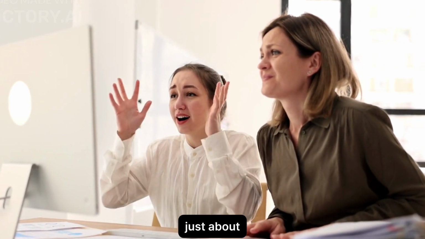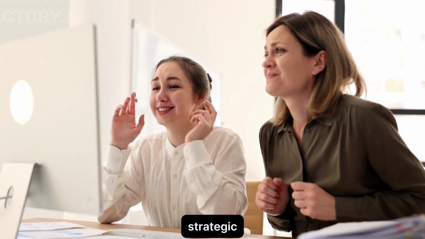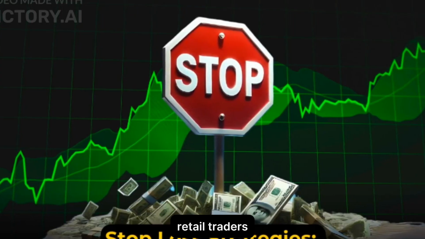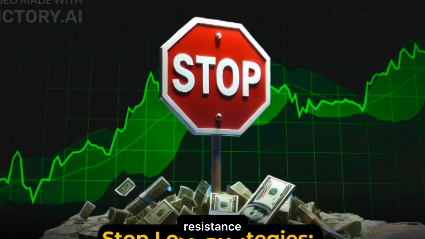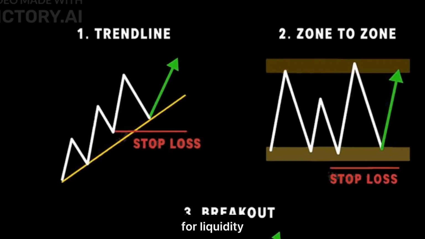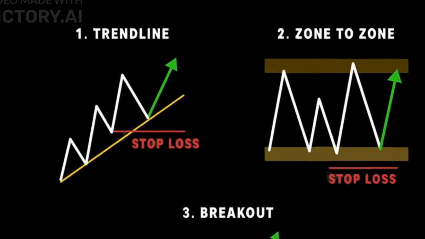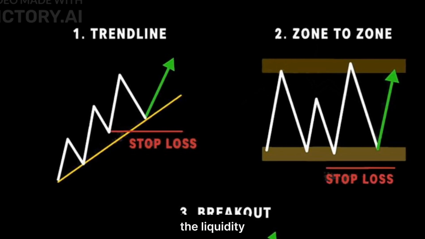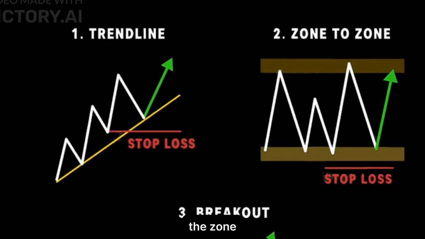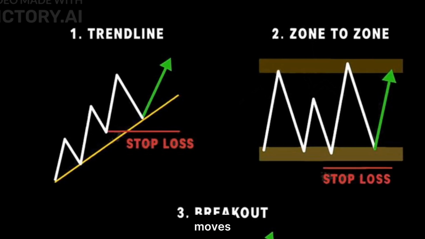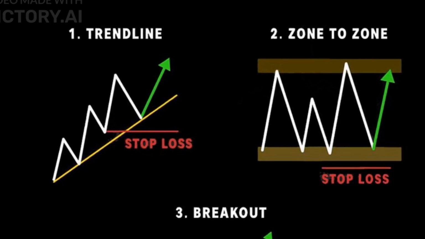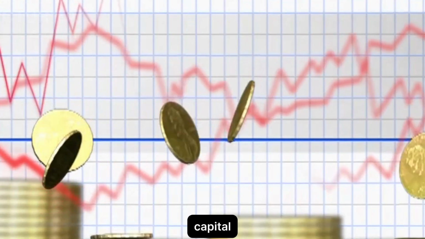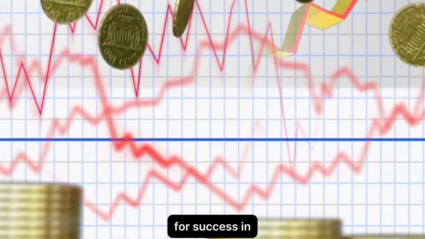Stop-loss placement isn't just about minimizing losses, it's about strategic positioning. Institutions don't place stops at obvious levels. We know retail traders cluster stops just below support or above resistance. Instead, we look for liquidity zones slightly beyond these levels. For example, if I'm entering a long position at a demand zone, my stop will be below the liquidity grab area, not just below the zone. This placement protects us from false moves and ensures our trade has room to breathe. Stop-loss placement is where precision meets psychology. It's not just about protecting capital, it's about positioning yourself for success in an unpredictable market.